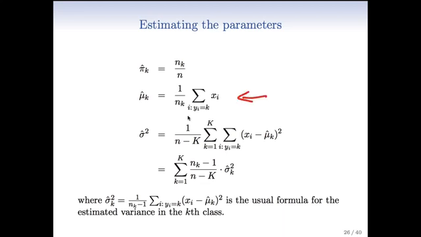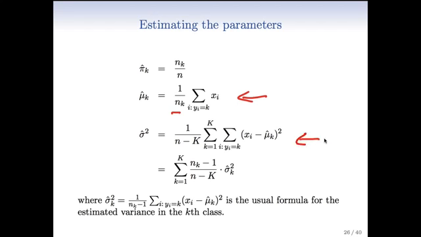This is a tricky little notation here. This says 1 over nk, that's the number in class k. And this is a sum over i such that yi is equal to k. So yi is recorded in the class label. So this will just sum those xi's that are in class k. And clearly that's the right thing to do to get the sample mean.